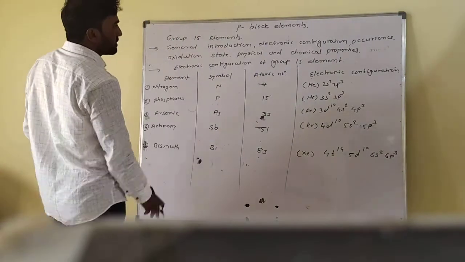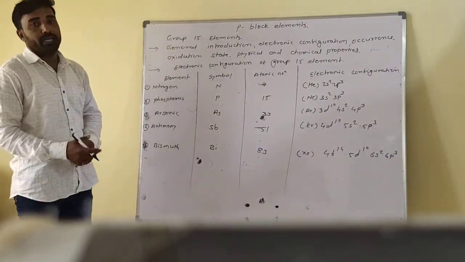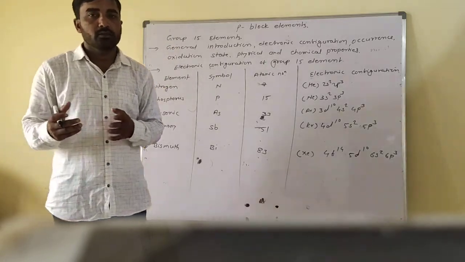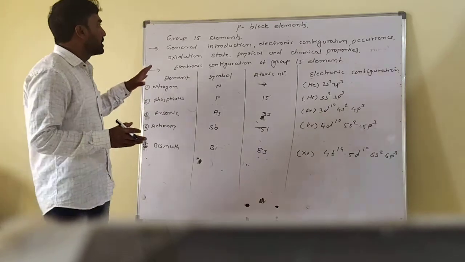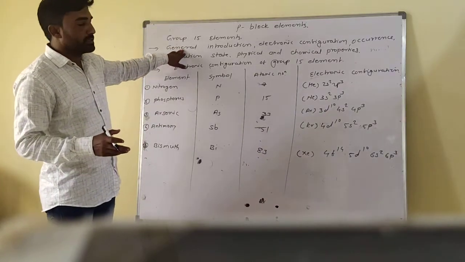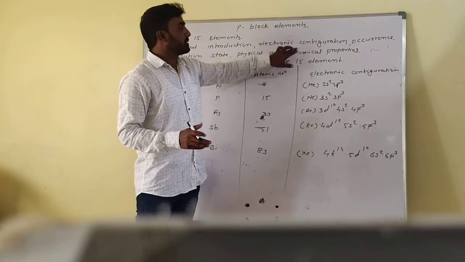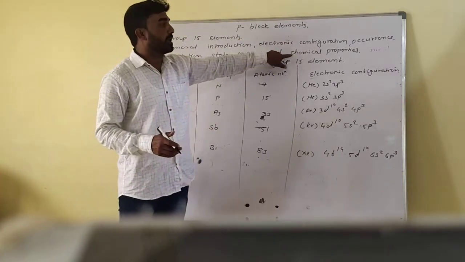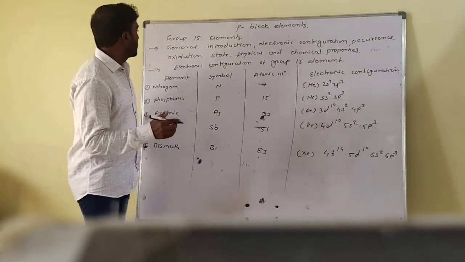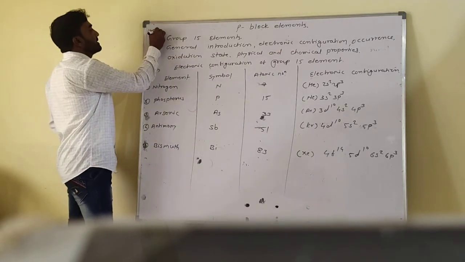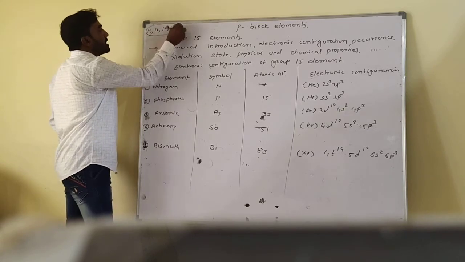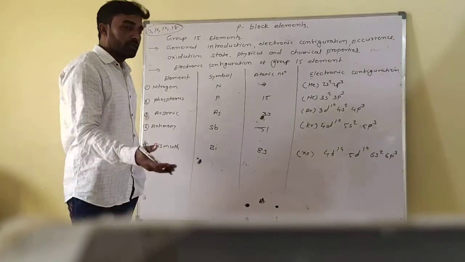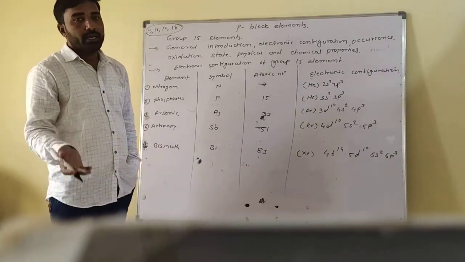Now second point: p block elements, group 15 elements. For the group 15 elements, the detailed study of this chapter covers the general introduction, electronic configuration, occurrence, oxidation states, and physical and chemical properties. You should know about groups 15, 16, 17 and 18. These are the four groups in the 12th syllabus p block elements, and we will discuss the detailed study of the elements one by one.